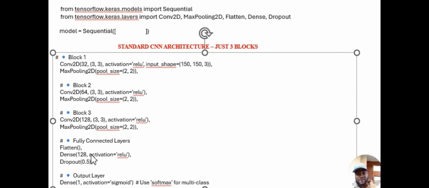What does the fully connected layer do? The fully connected layer flattens what we've gotten from our block. It then brings out the output. So I'll teach you in the next video why we put a dropout here.